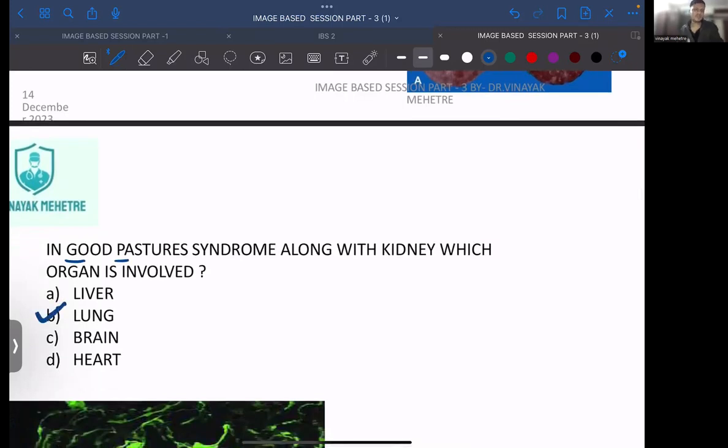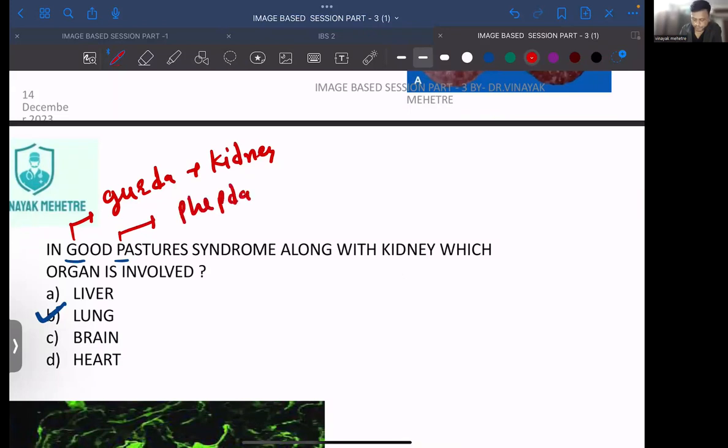The answer is going to be lungs. Okay, how will you remember? G stands for Gurda. Gurda means kidney. And P stands for Pepda. Pepda means lung.